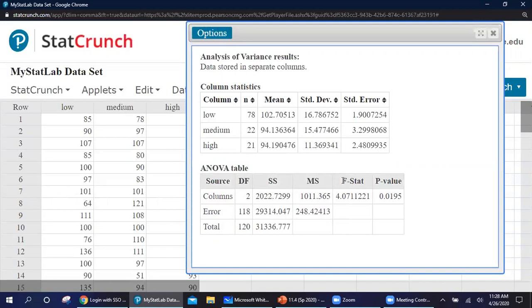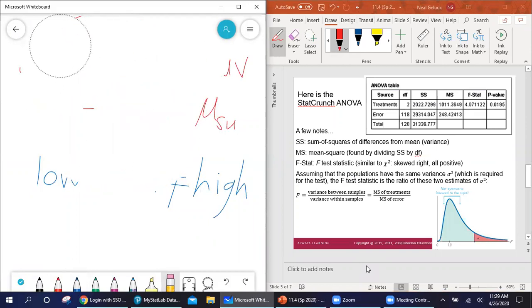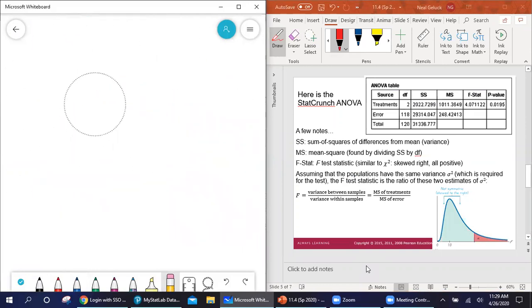This introduces a new test statistic. Don't worry so much about it, but it's called the F statistic. This is a different curve, but it looks a lot like chi-square. That number, F stat, was found by dividing the 1011 by 248. You divide those, you get this. Now, again, that is a new curve, but it looks just like the chi-square.